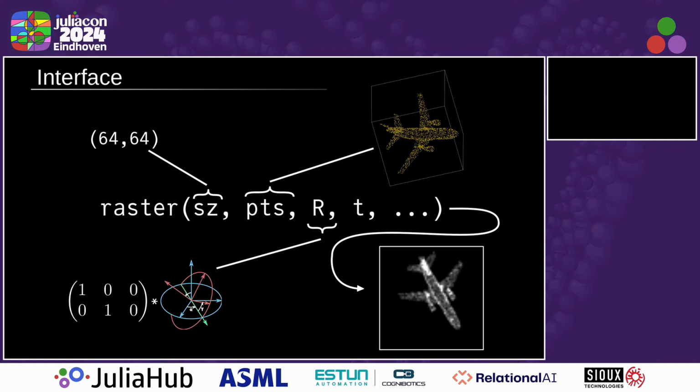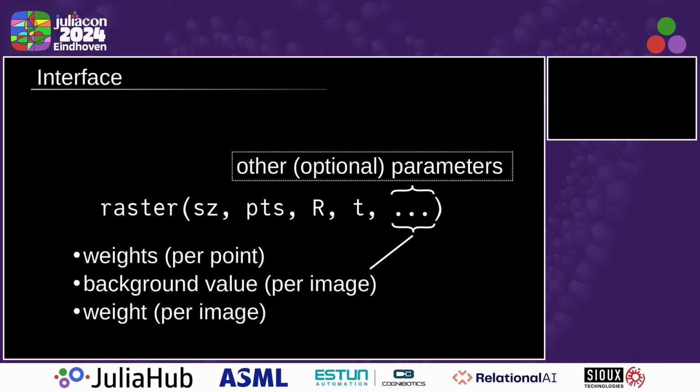and then the output is a single image, very low resolution. Okay, there are other parameters that are optional, such as a weight per point. Then you can provide a background value per image and a weight per image. And I said per image here, but so far the output has always been a single image. So what's going on here?